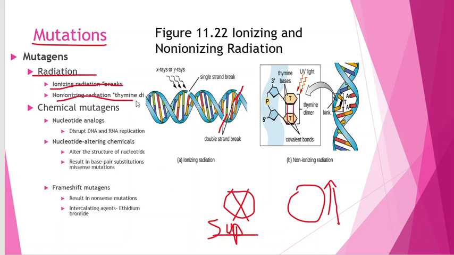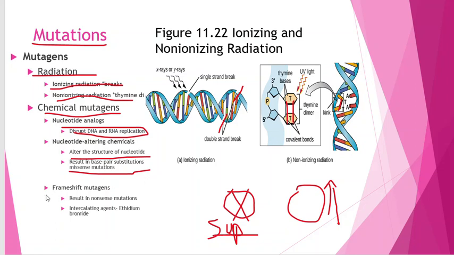Non-ionizing radiation would be like ultraviolet. It's going to cause these dimers. There it is. Thymines will bond to each other instead of the A's that they should be hydrogen bonding to. We know that chemicals can cause mutations, can disrupt the sequence in the DNA and RNA, alter the structure of nucleotides, result in base pair substitutions and those missense mutations.